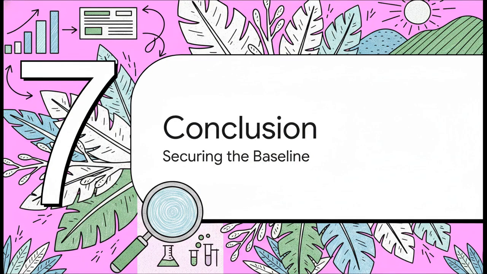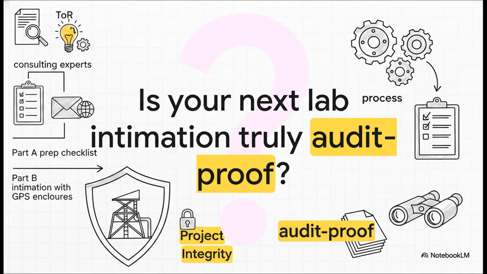Finally, our conclusion: securing the baseline. At the end of the day, securing baseline data is arguably the most vital phase of any environmental impact assessment. But by following the chronological steps we covered, jumping on that TOR immediately, consulting your experts, rigorously running through the Part A prep checklist, and sending a flawless Part B intimation with GPS enclosures, you transform what feels like a dry, bureaucratic requirement into a literal shield for your project's integrity.